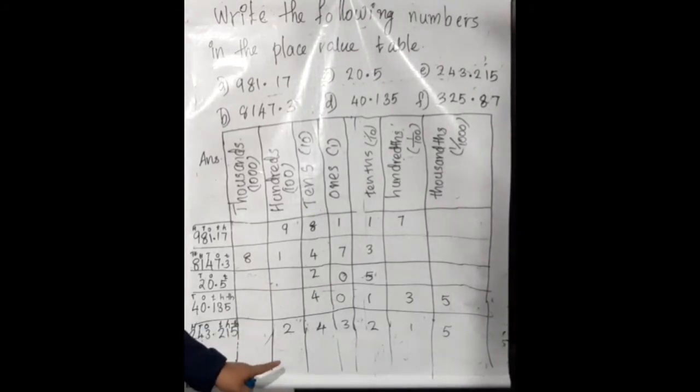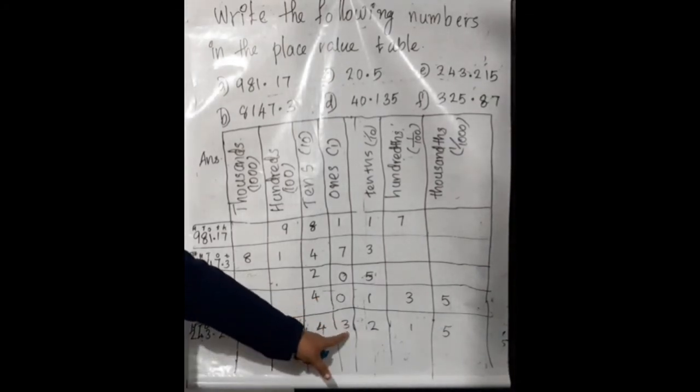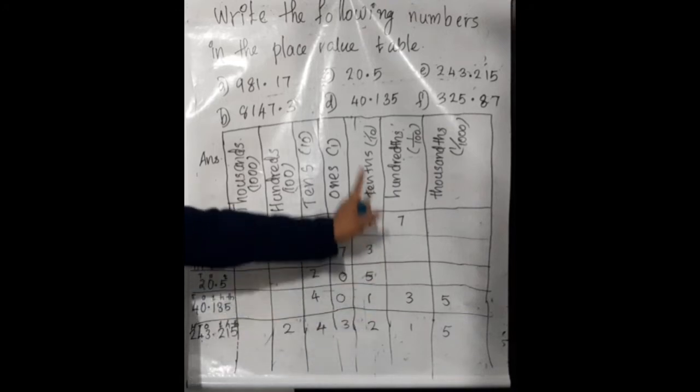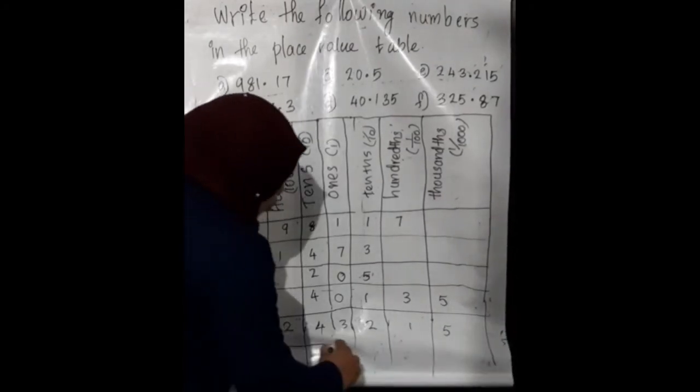Isn't it? So we have arranged it. 243.215: 2 under the place of hundreds, 4 under the place of tens, 3 under the place of ones, and 2 under the place of tenth, 1 under the place of hundredth, and 5 under the place of thousandth. And we have one more number remaining there.